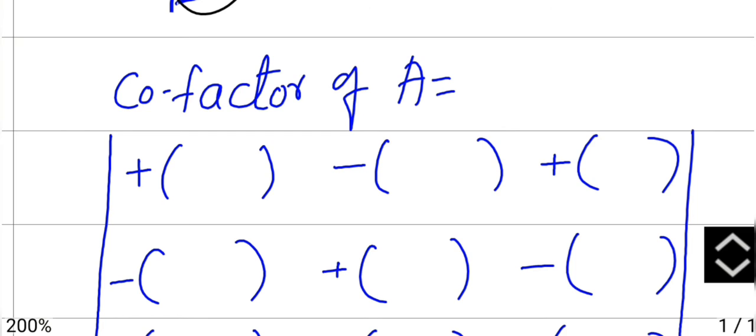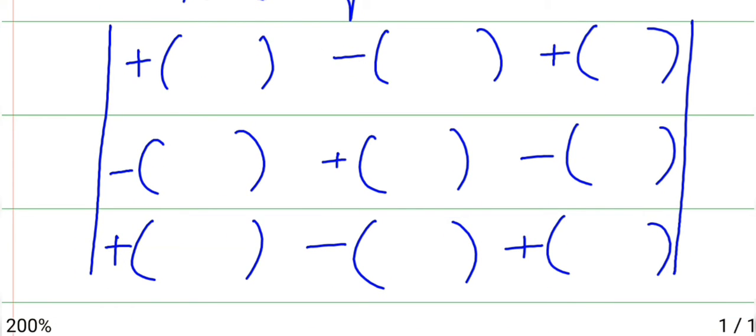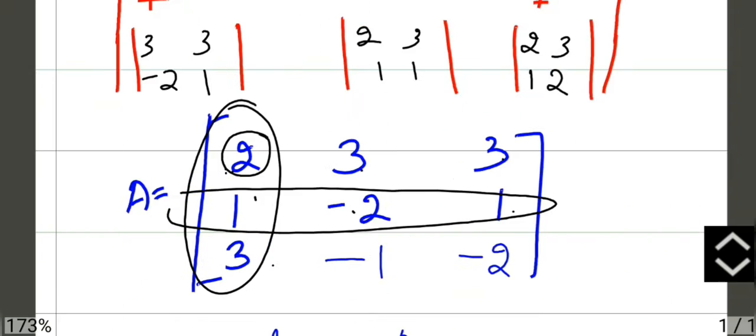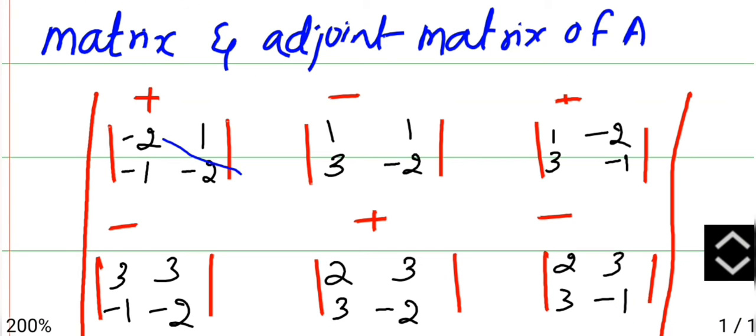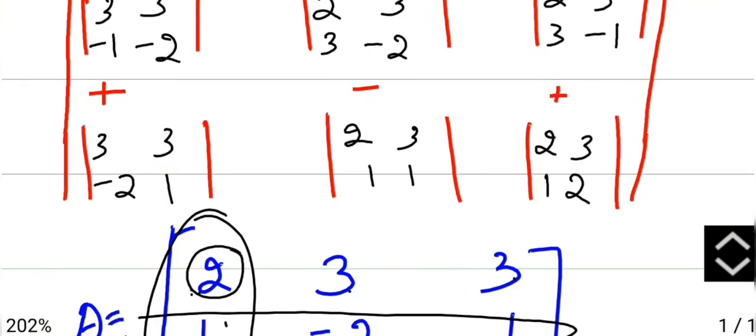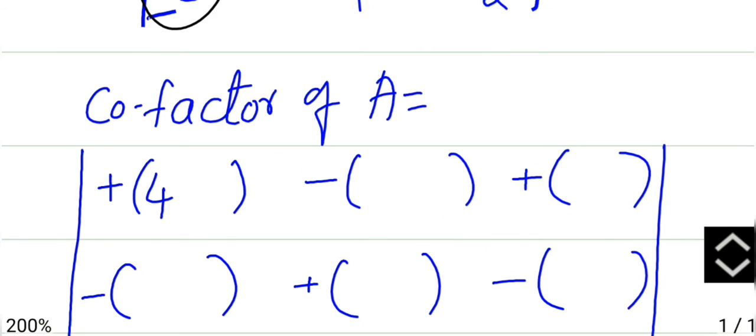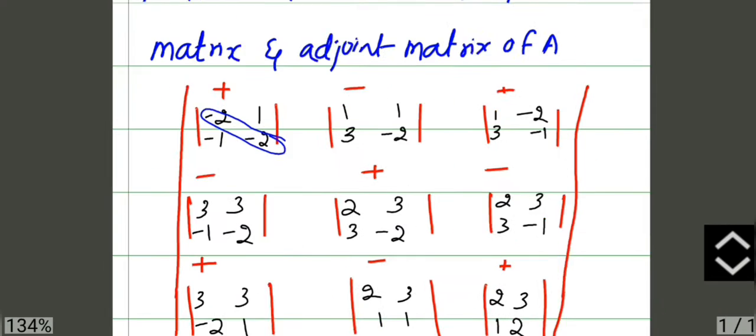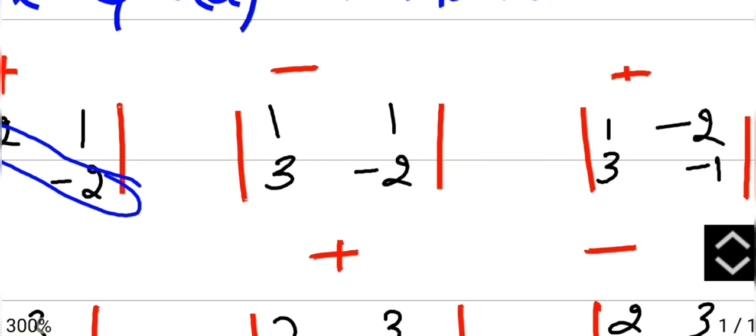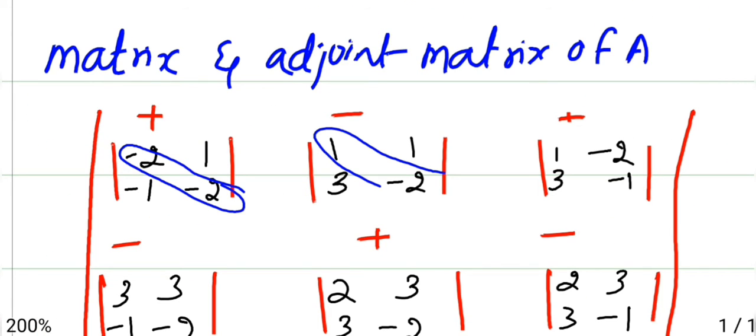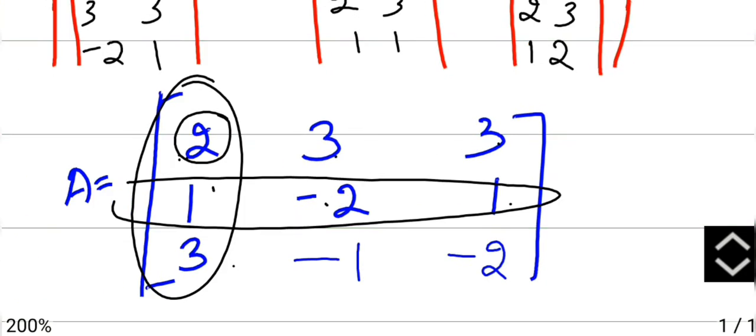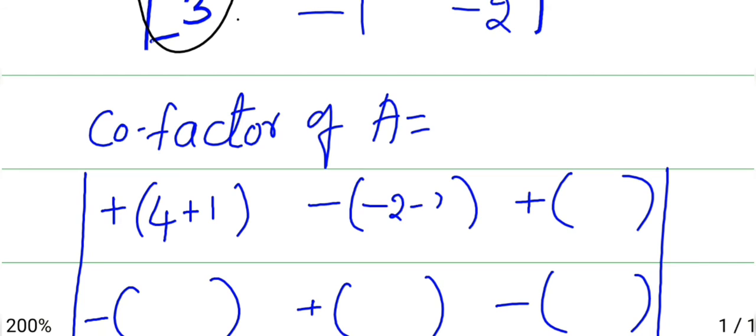Then to find the cofactor of A, you will take the signs as plus, minus, plus, minus, plus, minus, plus, minus, plus, and then you find the determinant of each term. That is, minus into minus is plus, 2 2s are 4, 4. Then minus of minus is plus 1. So find the next one. Minus 2 of minus 3, minus 2 minus 3, then it is minus 1 plus 6.